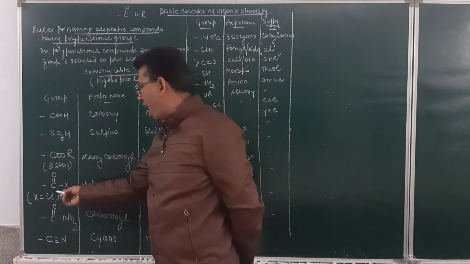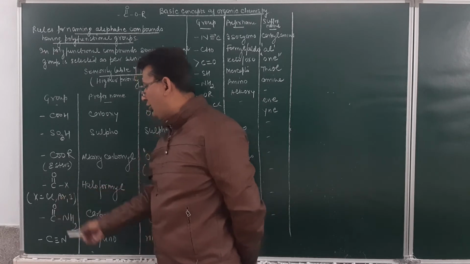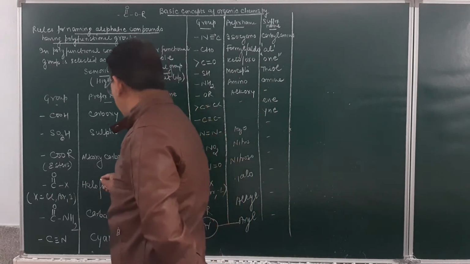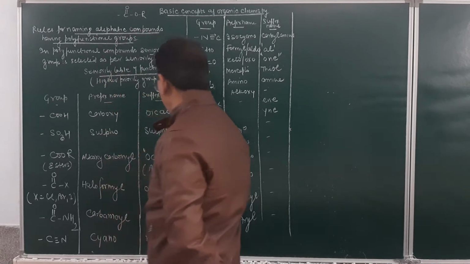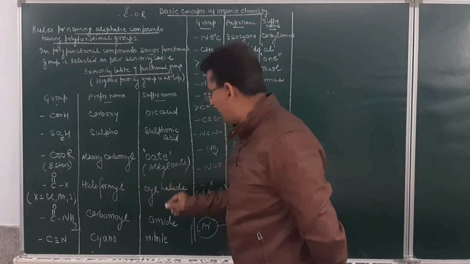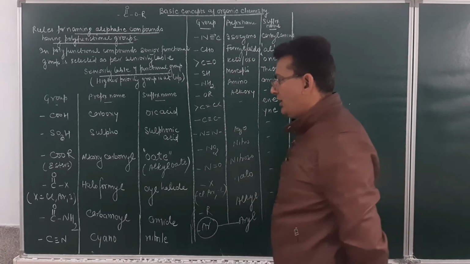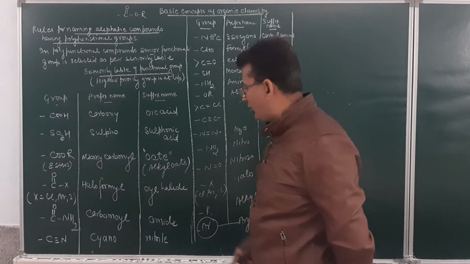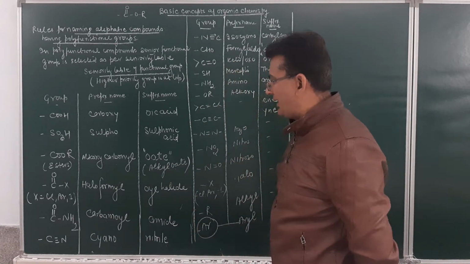Then we have C double bond OX. X will be chloro, bromo or iodo. The prefix name will be haloformyl and the suffix name will be oyl halide. What will be the suffix name of this? This will be oyl halide. Then we have C double bond O NH2. The prefix name is carbamoyl and the suffix name will be amide.